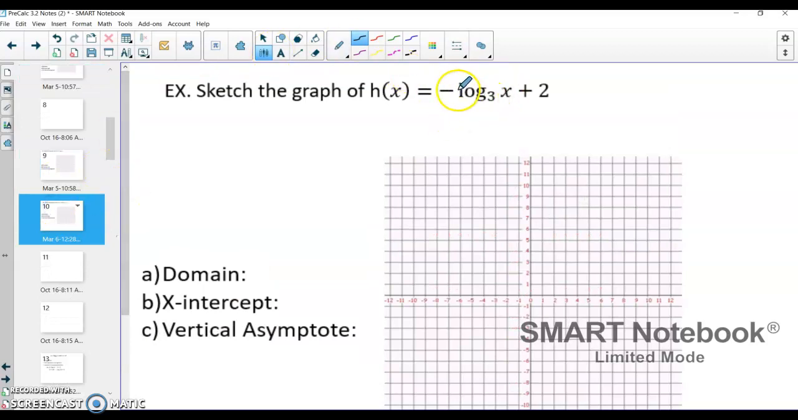Now there's another example like that, but I want to skip ahead to one that's a little bit different, and it's this one here, because instead of just being 2 steps where we flip the x and y, we have a third step added. So this is negative log base 3 of x plus 2.